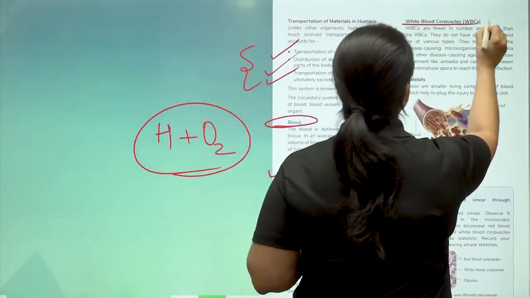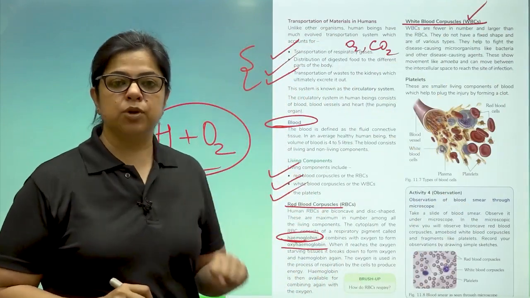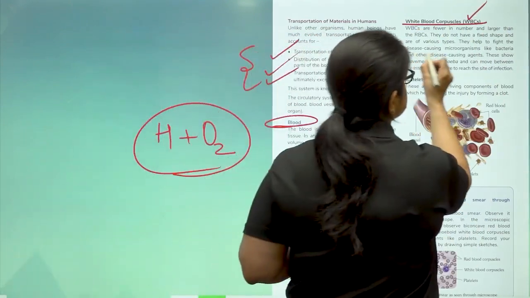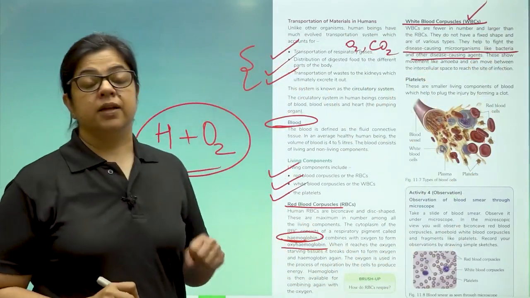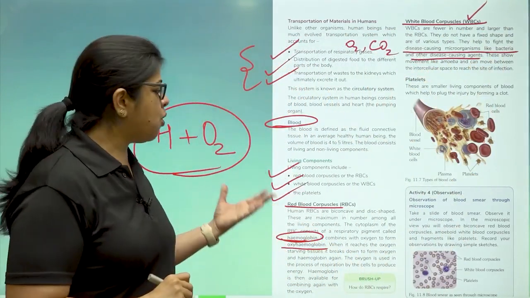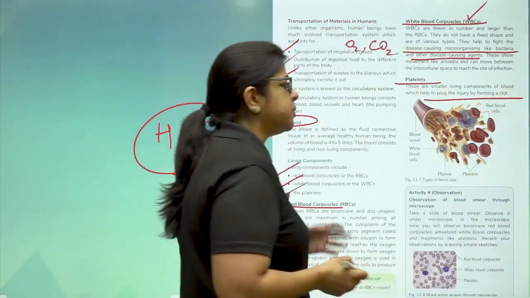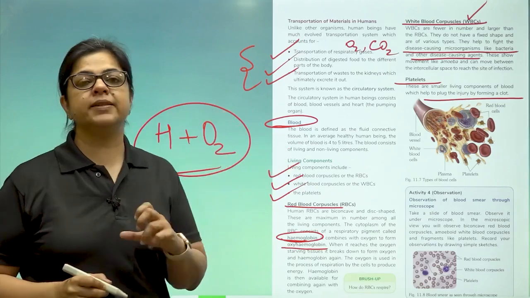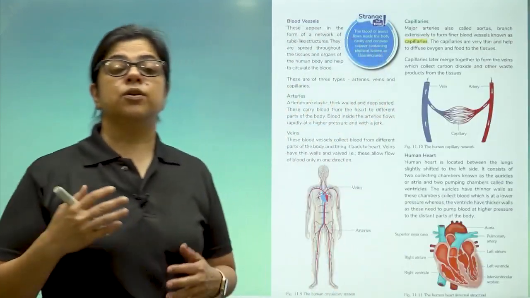Now the white blood cells or WBCs, their function is immunity. They fight the disease causing microorganisms like bacteria. The third important component of blood is platelet. Now the function of the platelet is to plug the injury by forming a clot so that not a lot of blood is wasted.